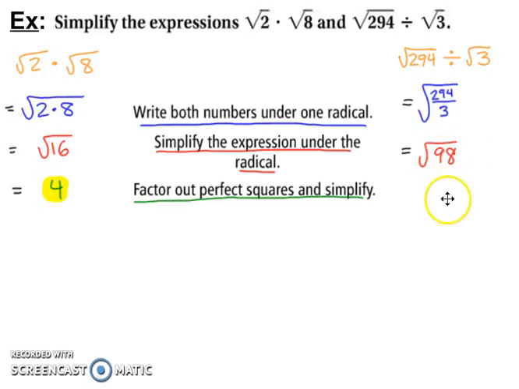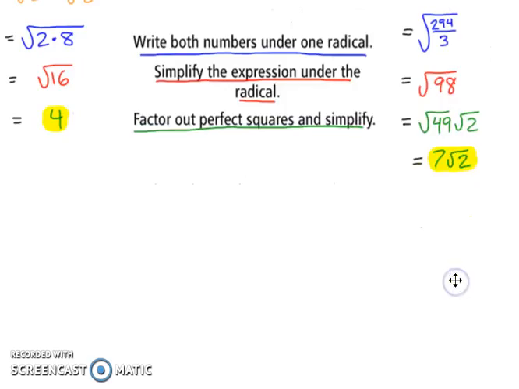98 itself is not a perfect square, but it has a factor of 49 in it, so I'm going to rewrite root 98 as root 49 times 2. We already know that the square root of 49 is 7, so our final simplified expression here is 7 root 2.